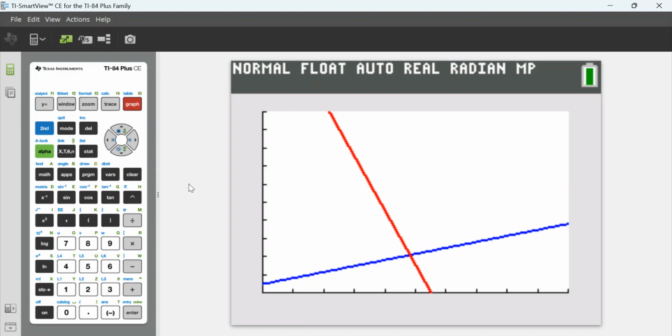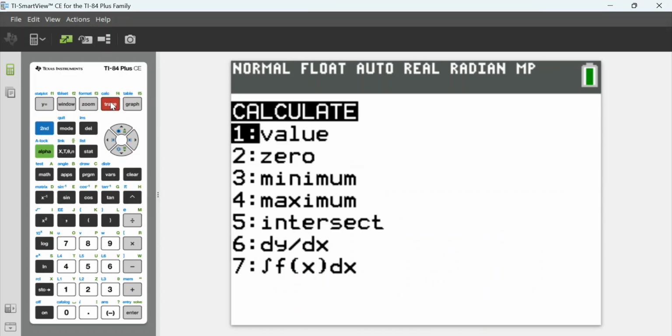Yes, you can try to eyeball the intersection point or use the trace feature, but there is a better way to do that. If you go to second trace, if you see above the trace button, it says calc, that stands for calculate. So second trace, I'm going to pick number 5, which is the intersection.